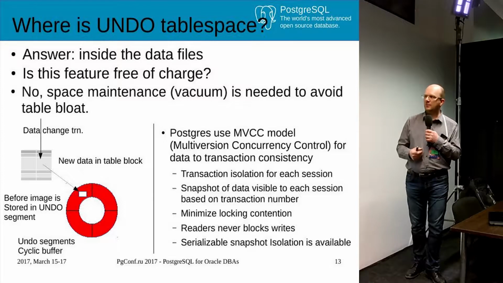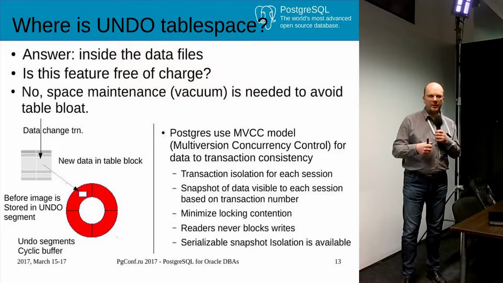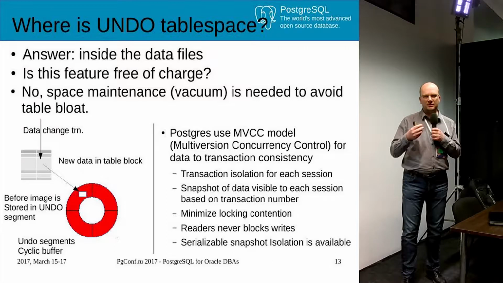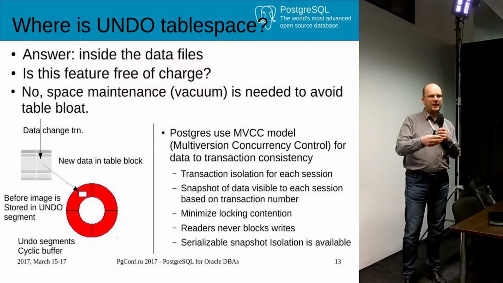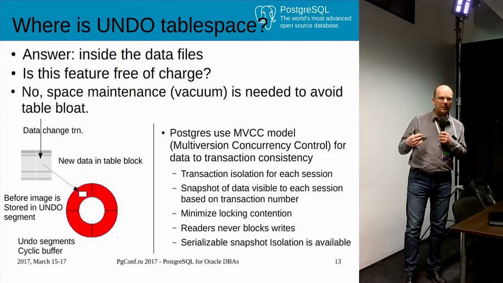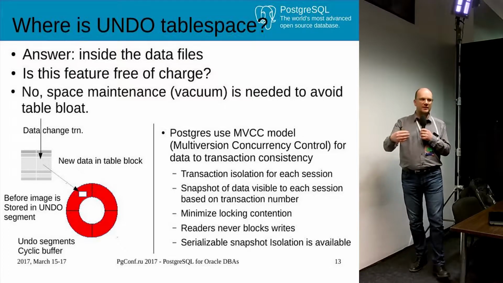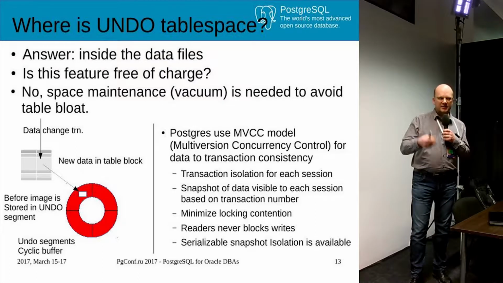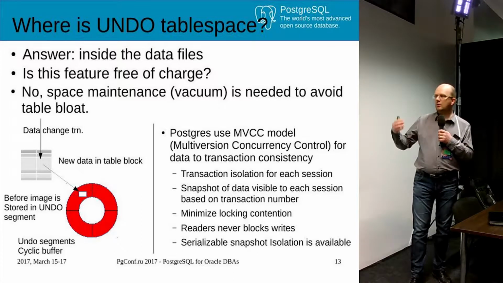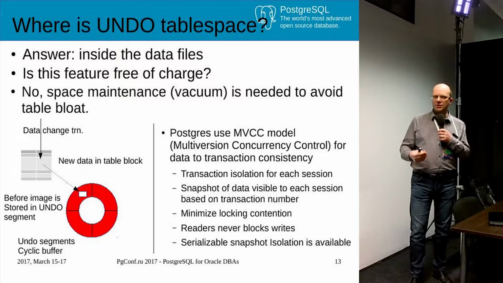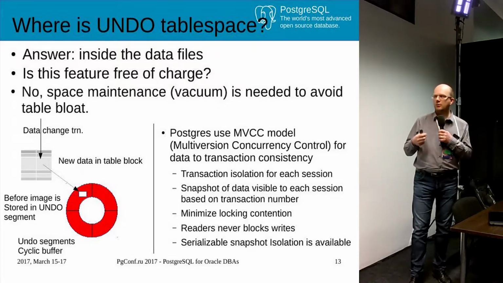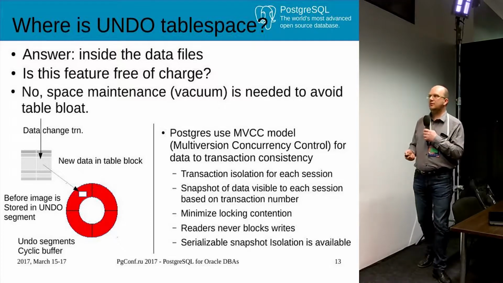With multi-version concurrency control, we do not need a separate undo tablespace. The before images are stored within the database. What Postgres does is when we update a row, it simply creates a new row with the updated data, with a new transaction ID, and the old one is still there. And if we delete a row, it's just marked as deleted with the transaction ID. So each transaction knows exactly which rows are visible in its context.